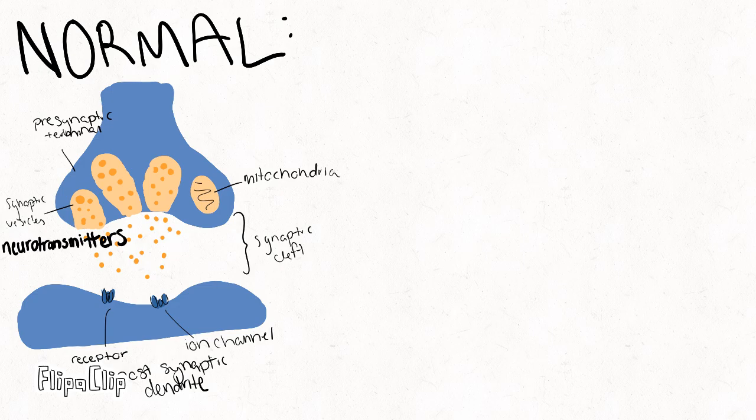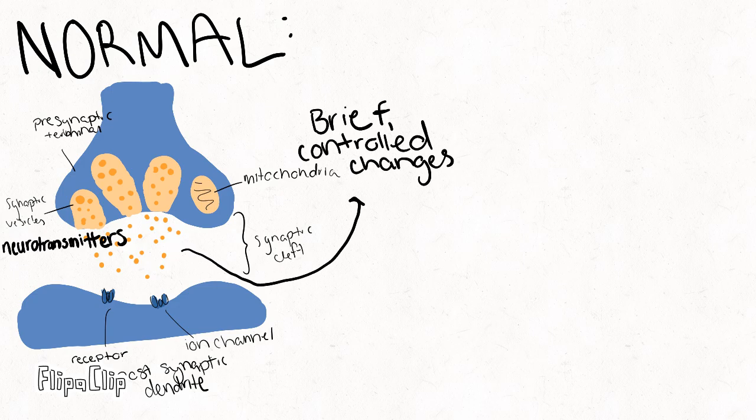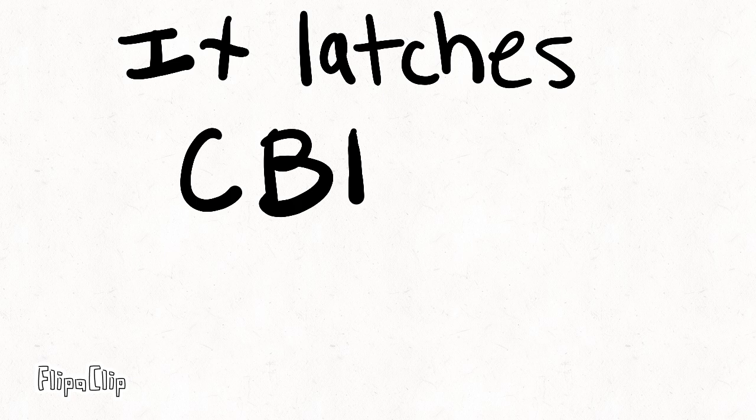Normally, endocannabinoids create brief, precisely controlled changes in neurotransmitter release, but THC overrides the system. It latches onto CB1 receptors much longer and in higher amounts than natural ligands. This causes a prolonged suppression of neurotransmitter release, especially glutamate and GABA. Because neurotransmitter release is altered, entire brain circuits behave differently.